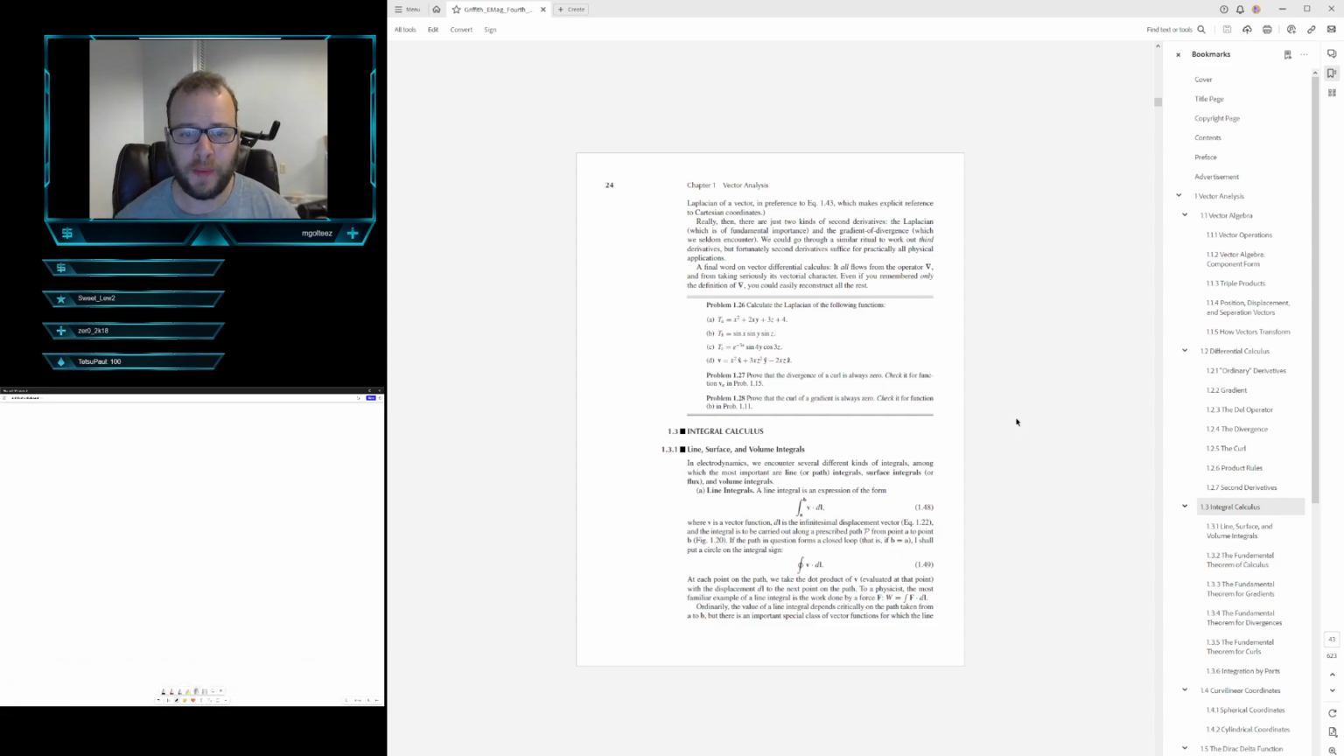by talking about line integrals. Now a line integral is simply the integration of a vector field along a given line. So you could have some type of vector field, and you want to know how that vector field will affect a point along the line.